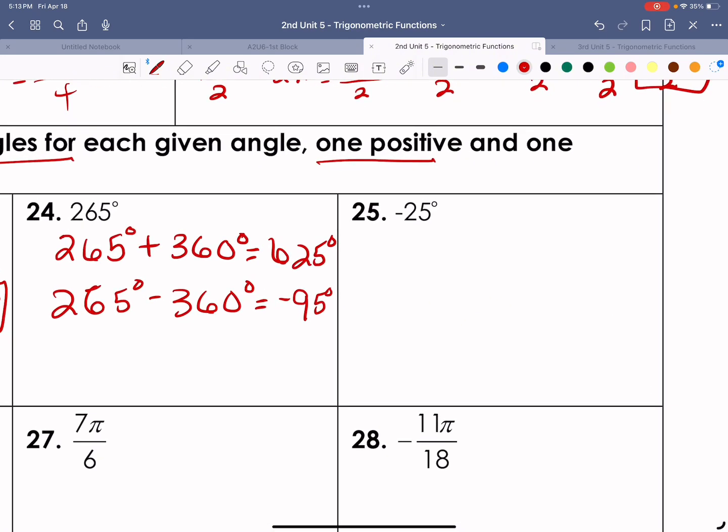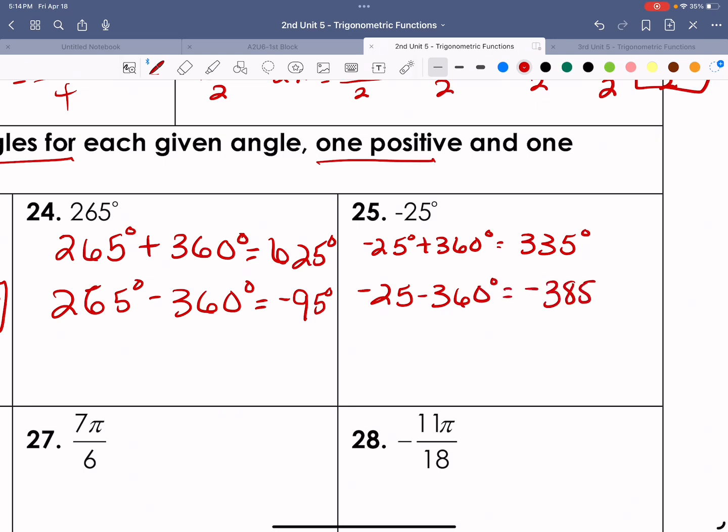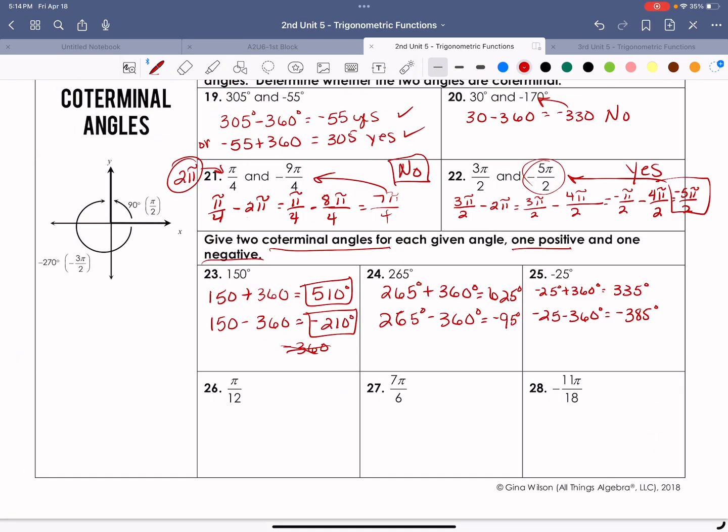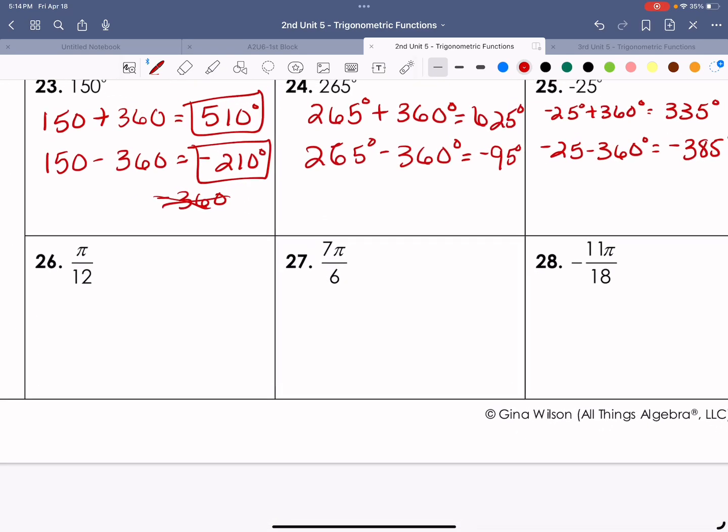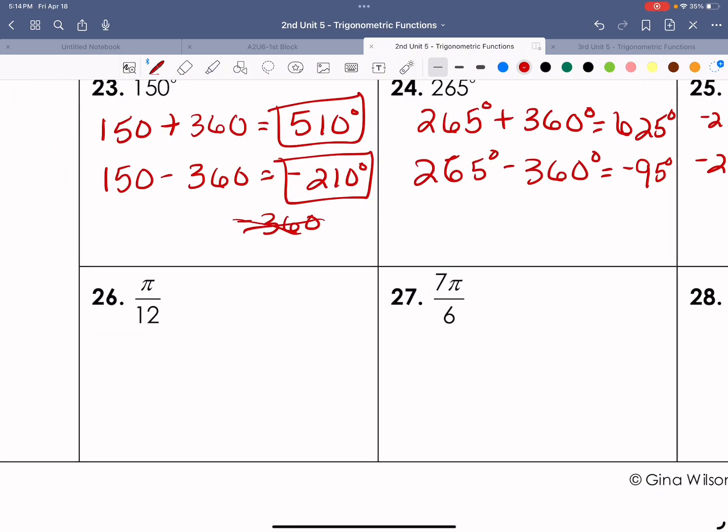And then one more on the degrees. I'm going to take negative 25 and add 360 degrees. That's going to give me 335 degrees. Then I'm going to take negative 25 and subtract 360 degrees. That's going to give me negative 385 degrees. Both of these would have the same terminal side, but they would just go around more times.